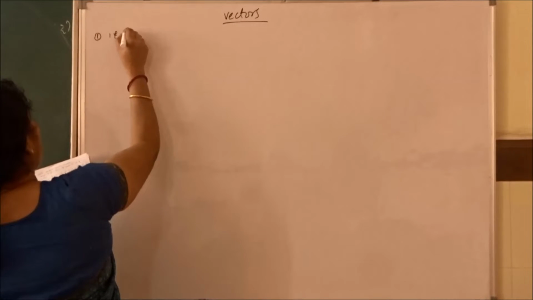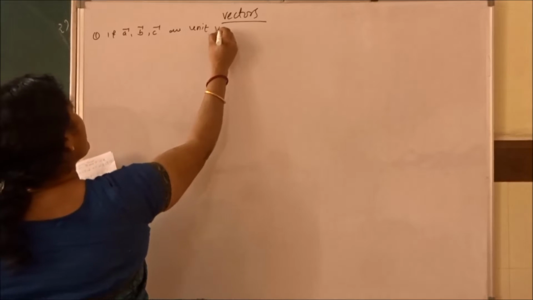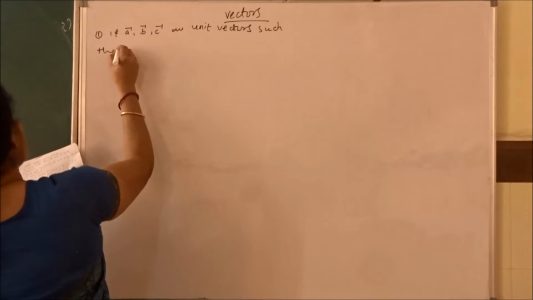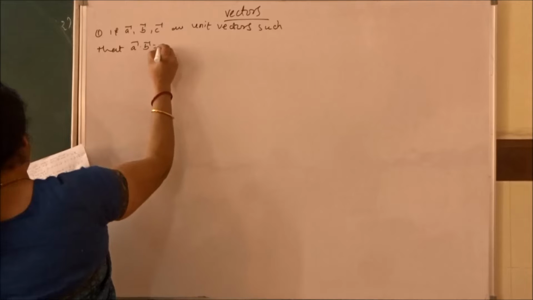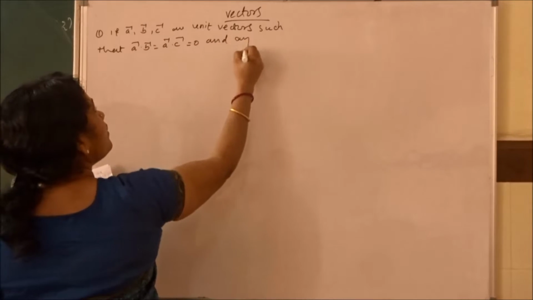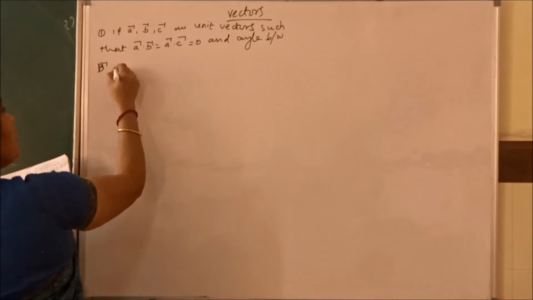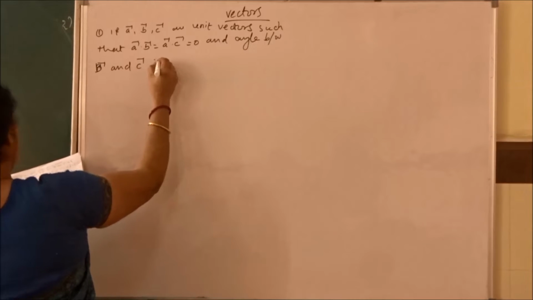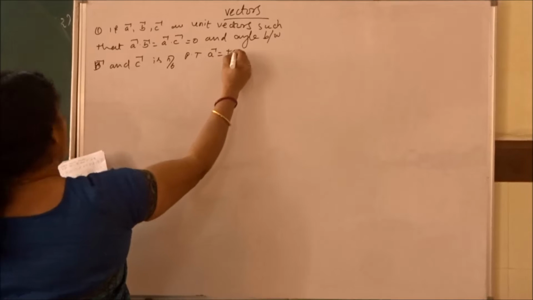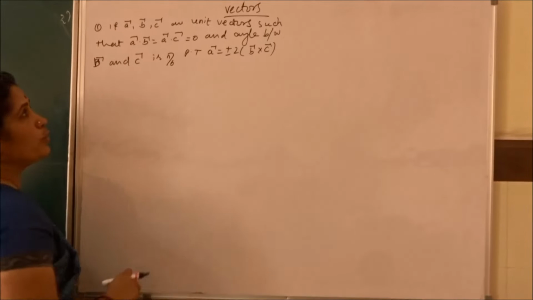Thus if A, B, C are unit vectors such that A dot B equal to A dot C equal to 0, and the angle between B vector and C vector is pi by 6, prove that A vector equal to plus or minus 2 into B cross C. Now let me take this question, one of the most important questions.